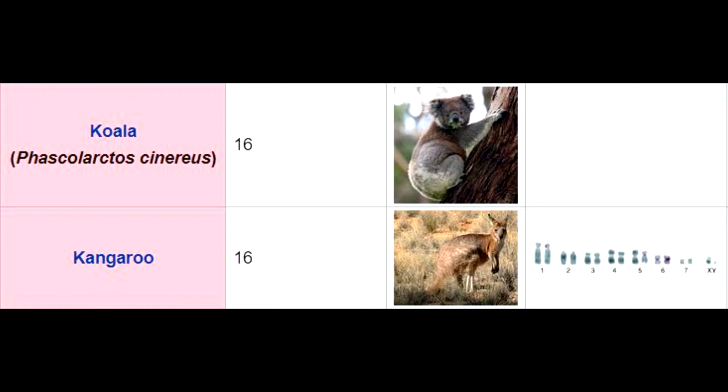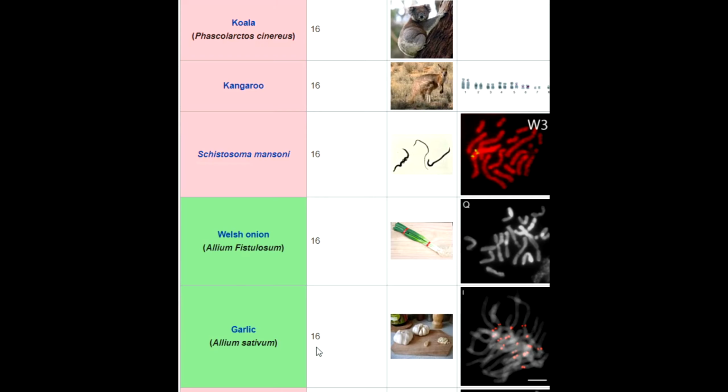Now, it's important to note that chromosome count alone cannot tell you what kind of species it is. For example, here we can see garlic also has 16 chromosomes. And there's clearly quite a lot of difference between garlic and a kangaroo and a koala. What's important here is that species which we believe evolved most recently from a common ancestor have similar counts.